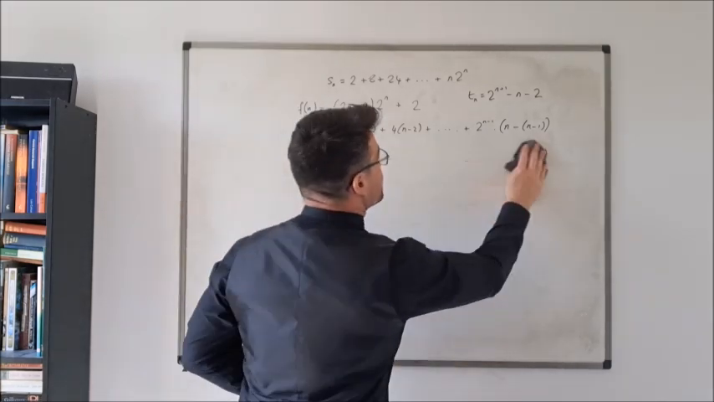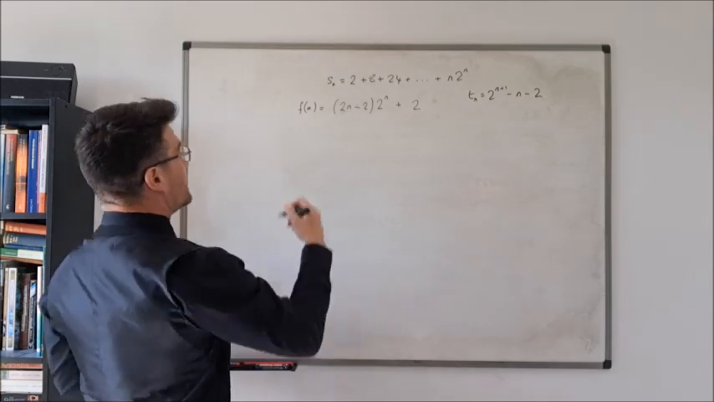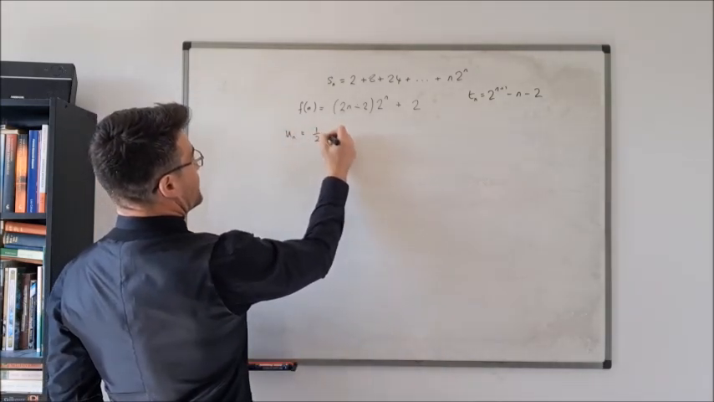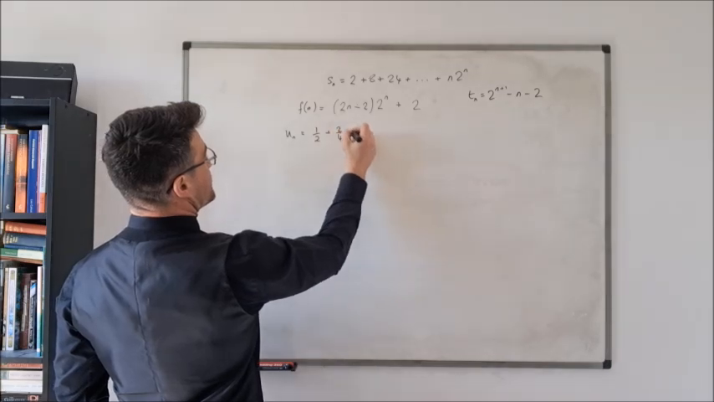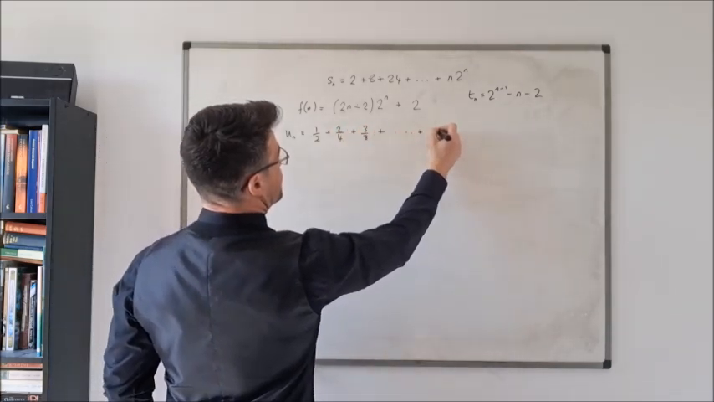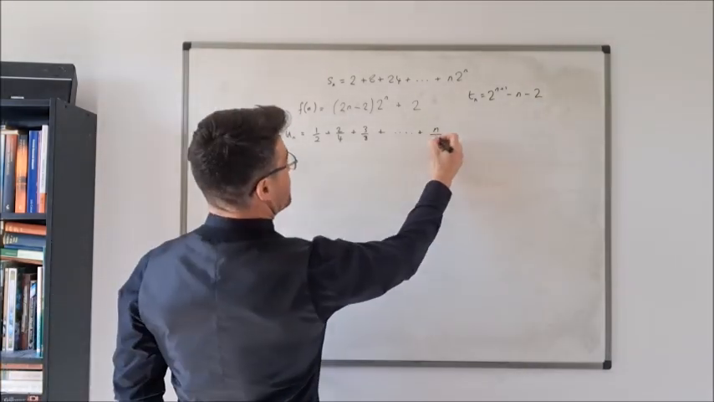Now, which is Un. So we're given that Un is equal to 1/2 plus 2/4 plus 3/8 plus up to n over 2 to the power of n.